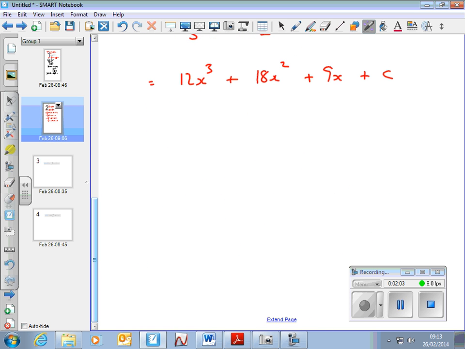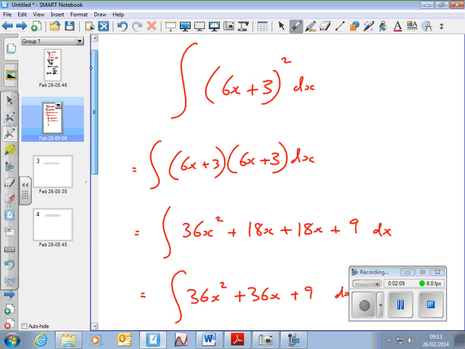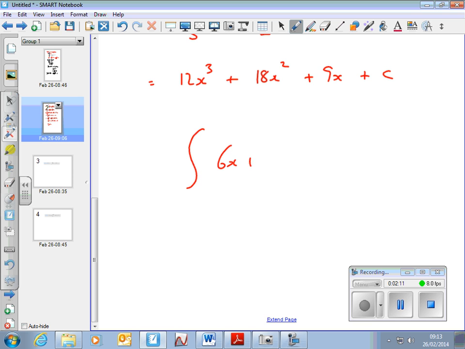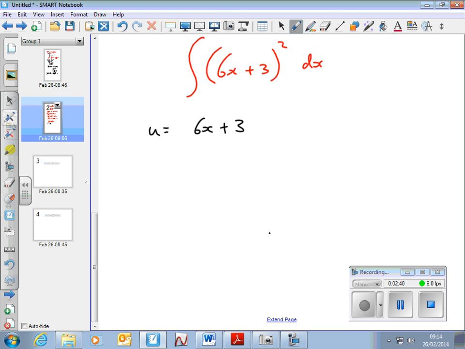So the original integral then is the integral of (6x + 3) squared with respect to x. So what's the first thing we do? So the steps are: set u, and then differentiate it. So in this case we're going to let u equal the bracket 6x + 3, and that's commonly the case but not always. And then once I've set what u is, I differentiate it.